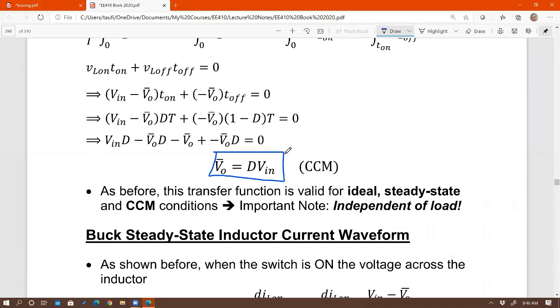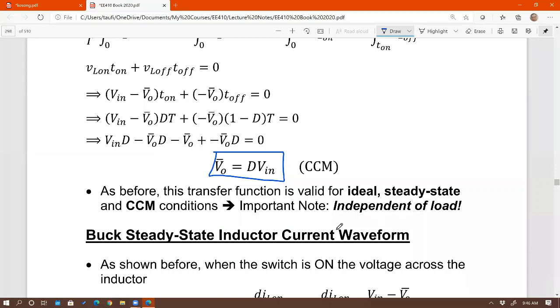That shows that this is a step down, because average output voltage is equal to duty cycle times V in. Given that V in is fixed and duty cycle goes from 0 to 1, V out can only be less than or at best equal to V in, ideally.